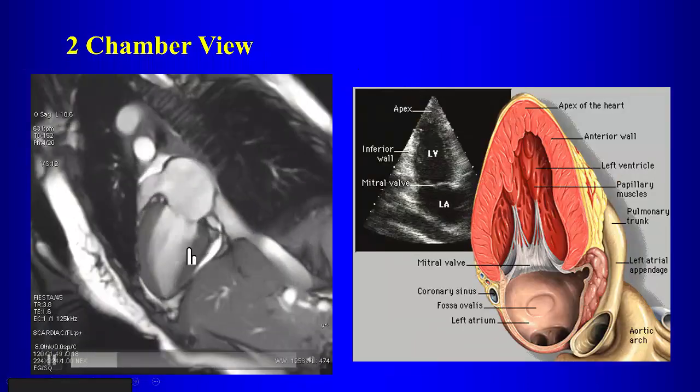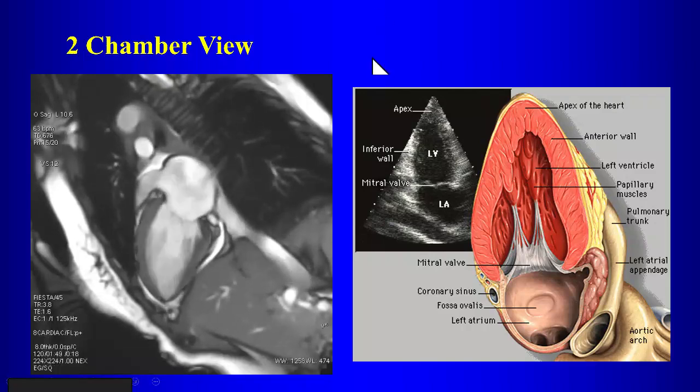Two-chamber view. Right, this guy over here is this left ventricle, right? This guy is mitral valve. What is this guy? That's the left atrial appendage, right? So on a good two-chamber view, you should catch the left atrial appendage, right? So that's a very nice two-chamber view here, okay?